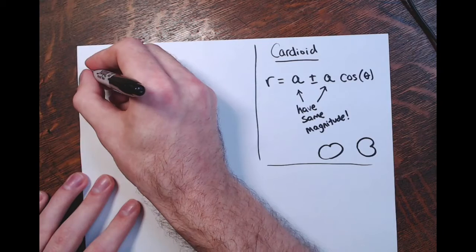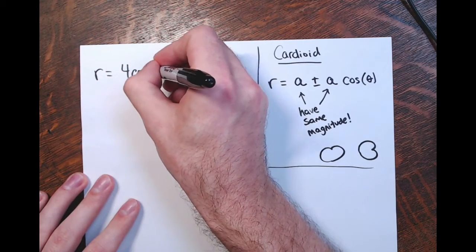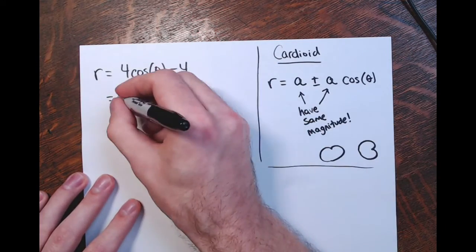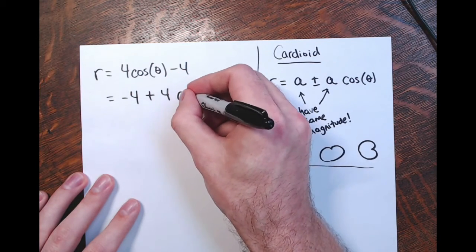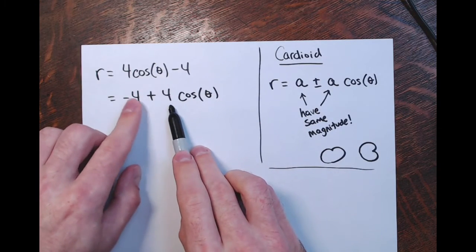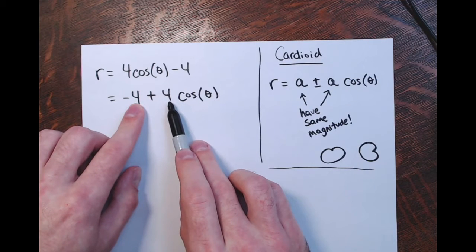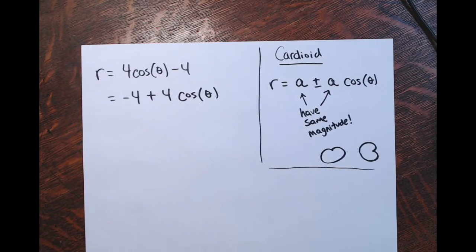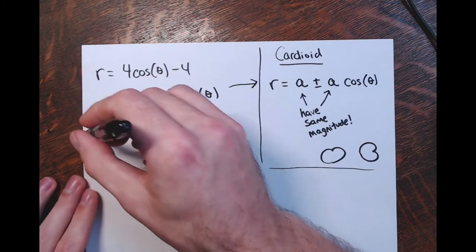Okay, so our example here, r equals 4 times the cosine of theta minus 4, or if you want to write it with the constant first, it'd be negative 4 plus 4 times the cosine of theta. So it has this form, and both the constant term and the coefficient of cosine have the same magnitude, the same absolute value. So this is going to be one of these cardioids. All right, so let's go through this now.